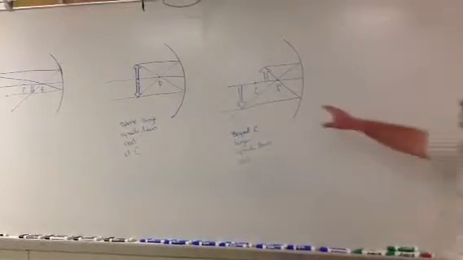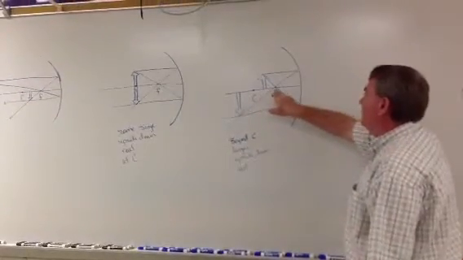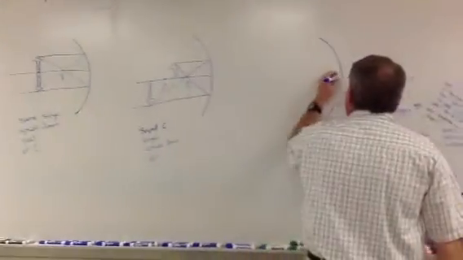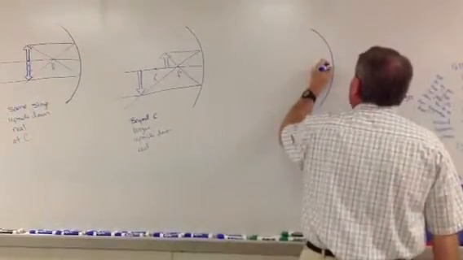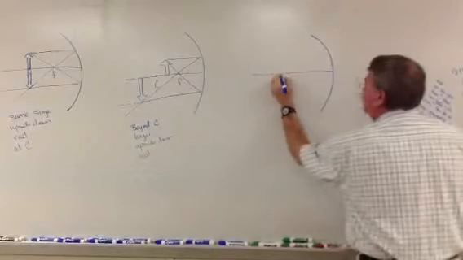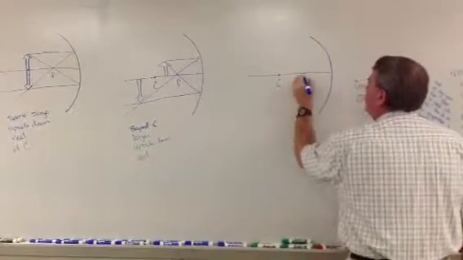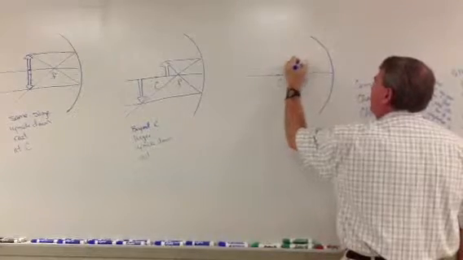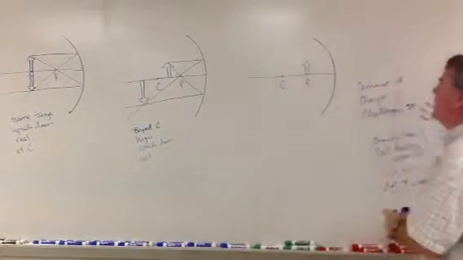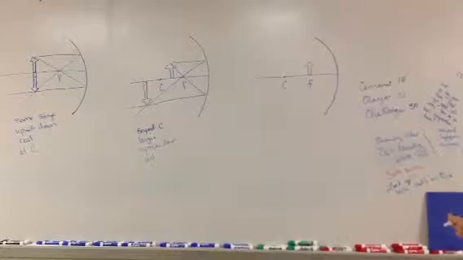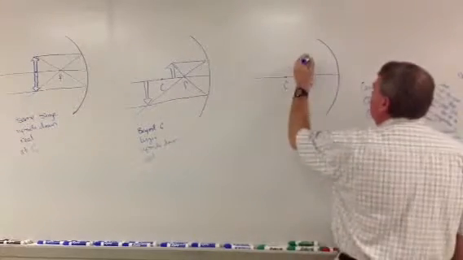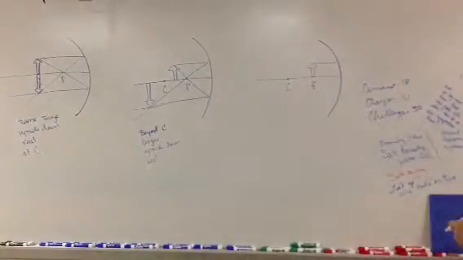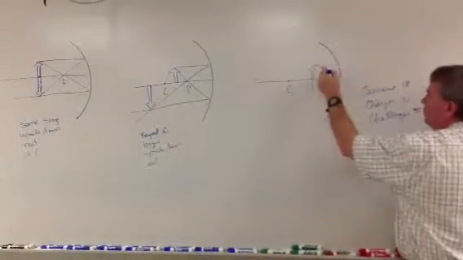All right, now let's move the object to the focal point. The next two are kind of complicated, so bear with me here. This is the center point. This is the focal point. The object is going to be at the focal point. Any beam of light going parallel to the primary axis is going to go through the focal point.